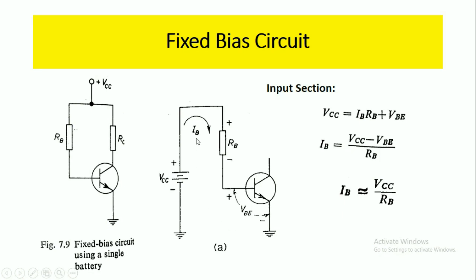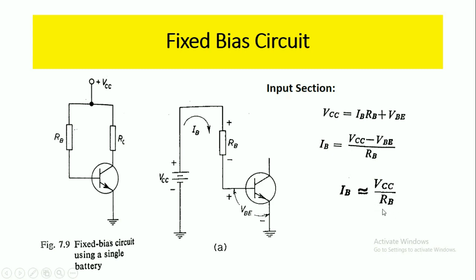Applying Kirchhoff's law, VCC equals IB into RB plus VBE. From this we can represent IB equal to VCC minus VBE by RB. By doing simple mathematical manipulations, you will get IB equal to VCC minus VBE by RB. Here the voltage drop across the base to emitter terminal is very small, so we can represent the base current IB as equal to VCC by RB.